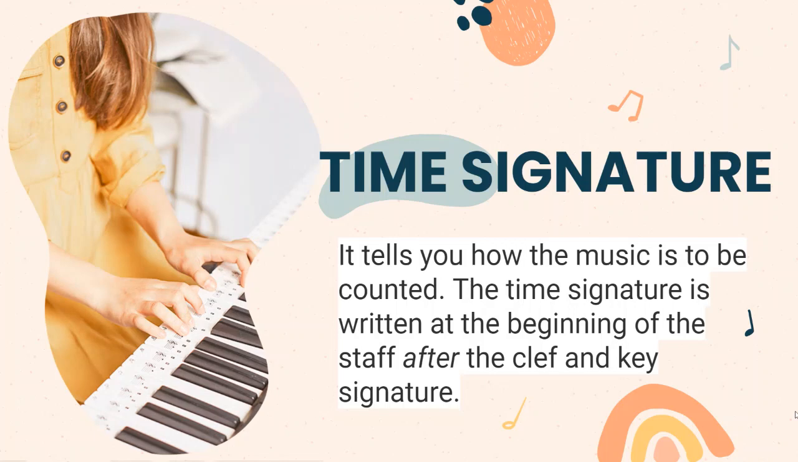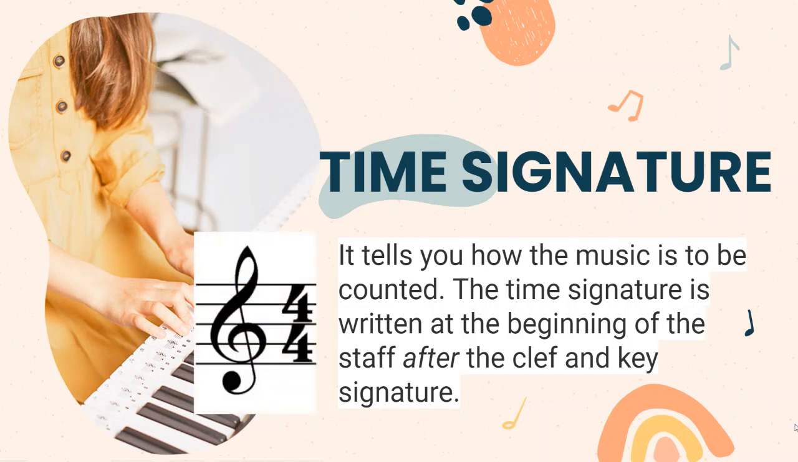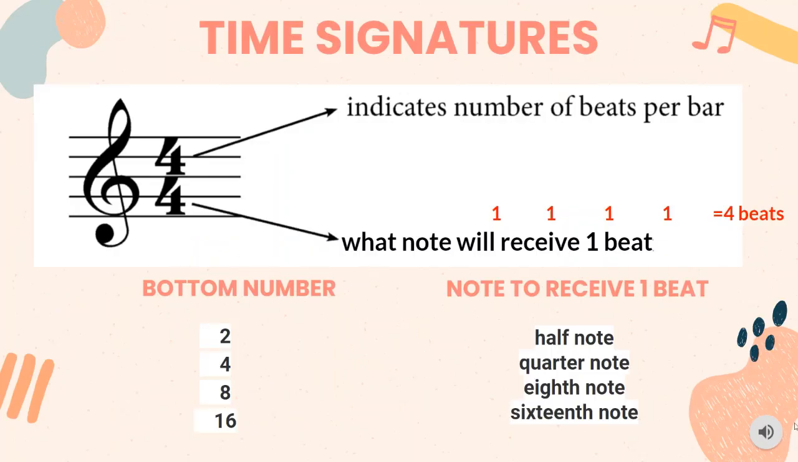So, what is time signature? A time signature tells you how the music is to be counted. The time signature is written at the beginning of the staff after the clef and key signature. Time signatures consist of 2 numbers written like a fraction.